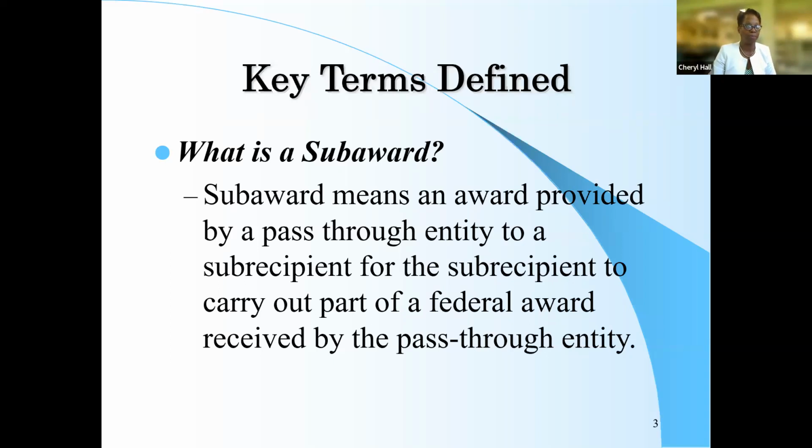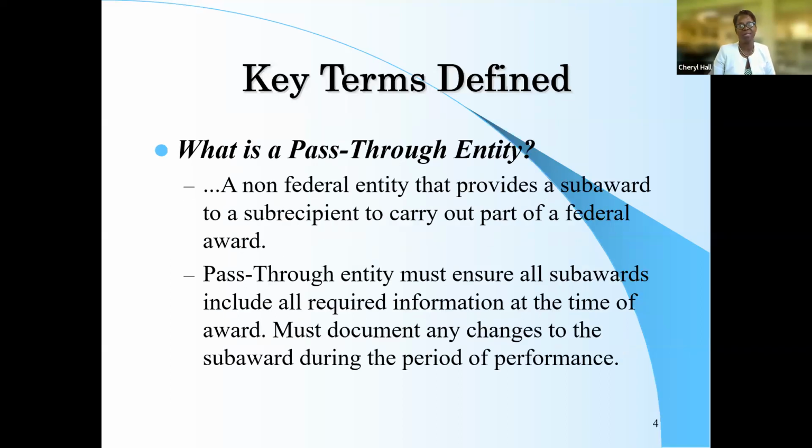A subaward means an award provided by a pass-through entity. A pass-through entity would be considered Southeastern. To a subrecipient, if Nichols is doing a portion of my work, Nichols would be the subrecipient to carry out a part of the work of the award received from the federal government by Southeastern, which is classified as the pass-through entity. What is a pass-through entity?